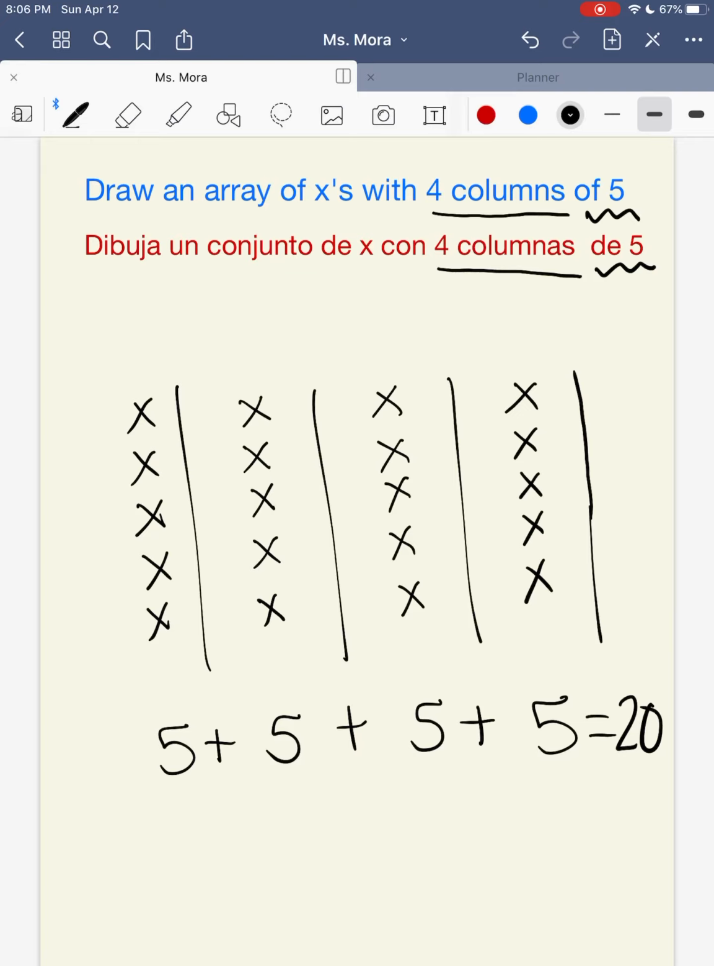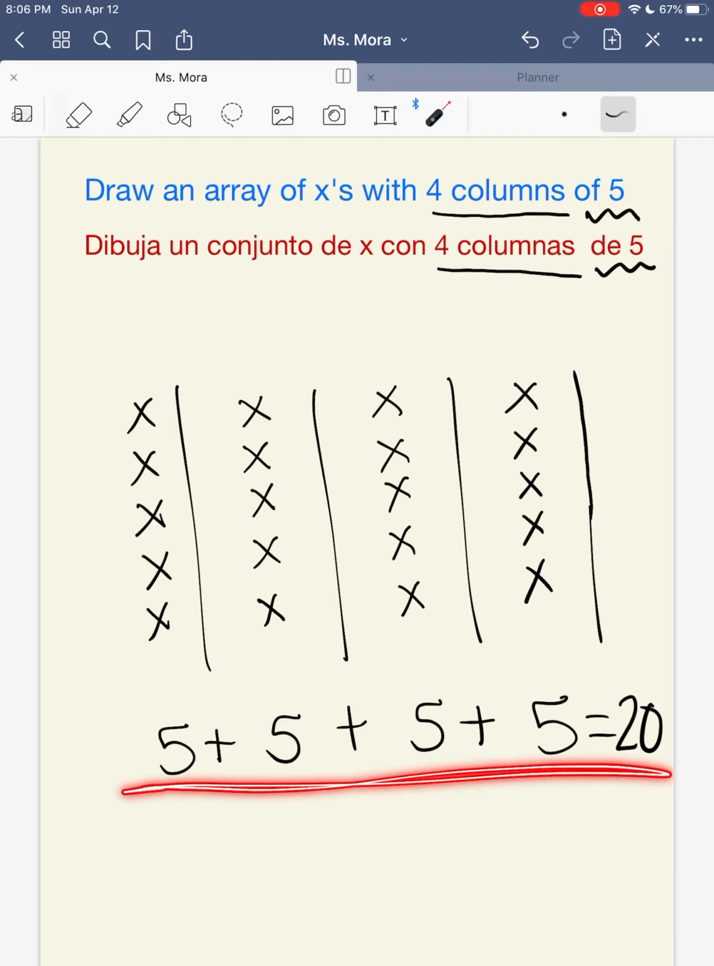Okay, guys, so remember, first you're going to draw the columns 1, 2, 3, 4, and then you're drawing the objects inside each one. Primero dibujas tus columnas y luego los objetos dentro de cada una. And then you cannot forget your repeated addition sentence. No se te olvide la suma repetida al final.